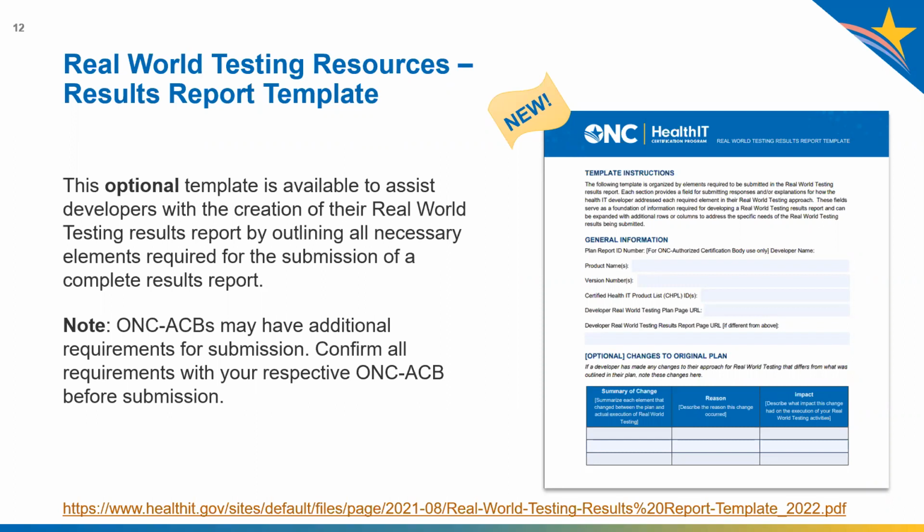to your ONC ACB for your ONC ACB to assess for completeness, to make sure you hit on all the elements. So this template, again, is not mandatory that you use it, but it should definitely assist with how to organize this information and make sure that you pass your completeness check with your ONC ACB. And then we always want to note to be sure that you are consulting your ACB on any and all requirements for submission so that you can make sure that you meet those with your respective ONC ACB.